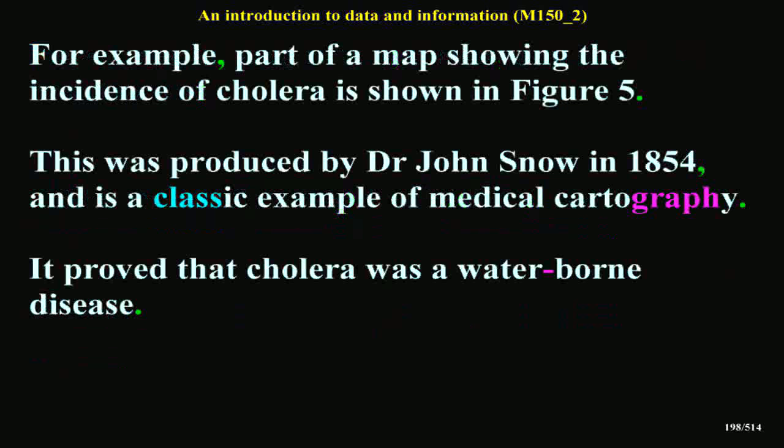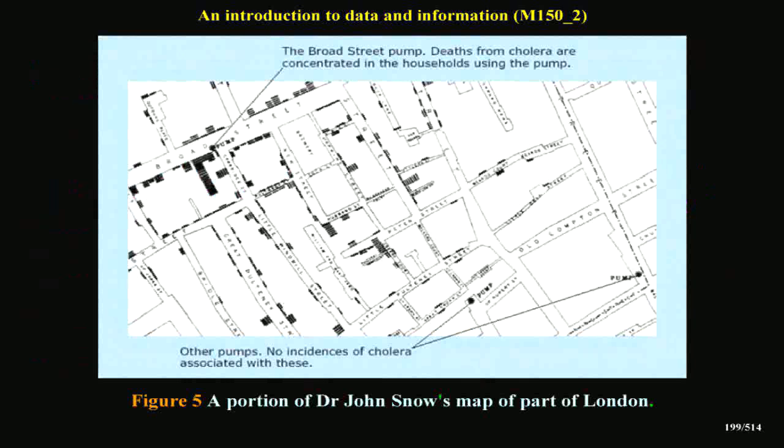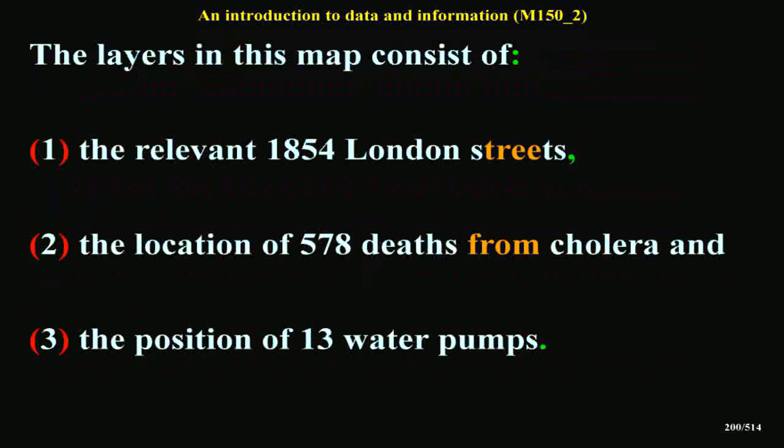For example, part of a map showing the incidence of cholera is shown in Figure 5. This was produced by Dr. John Snow in 1854, and is a classic example of medical cartography. It proved that cholera was a waterborne disease. Figure 5: a portion of Dr. John Snow's map, a part of London. The layers in this map consist of 1. The relevant 1854 London streets. 2. The location of 578 deaths from cholera and 3. The position of 13 water pumps.